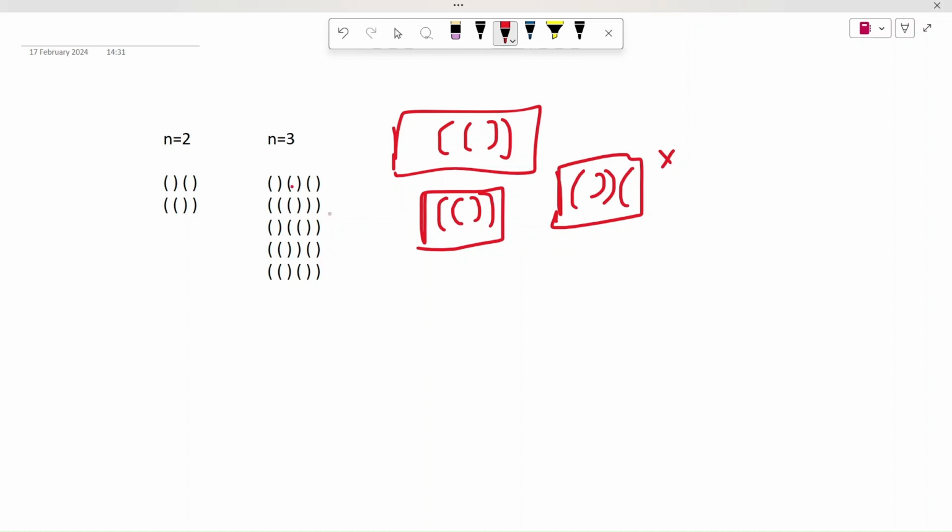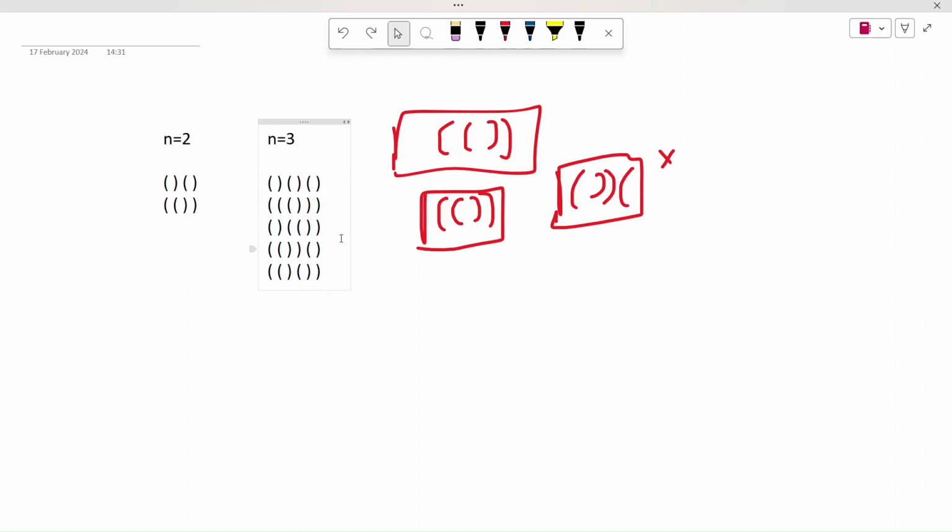As you can see from an example here of n equal to 3, here my L is equal to R is equal to 0. Here my L is equal to 3, R is equal to 0. Here my R is equal to 1, then R is equal to 3. It's never the case that my L is less than R. So this is my first observation.